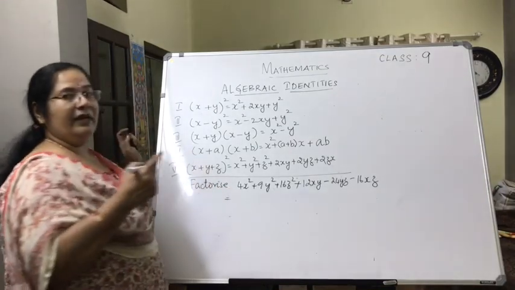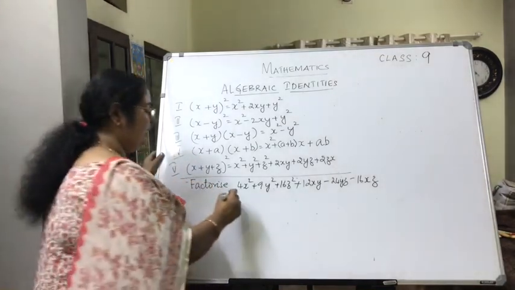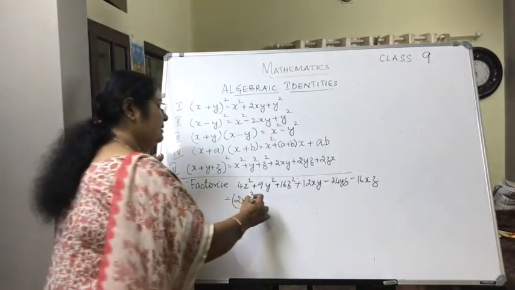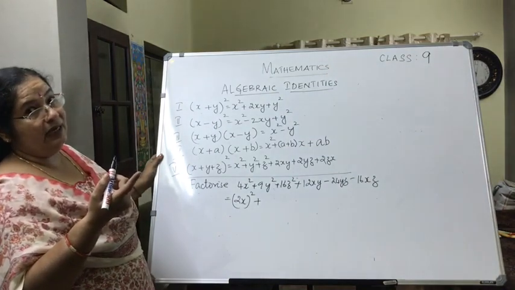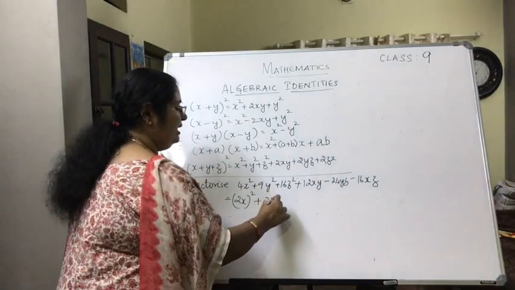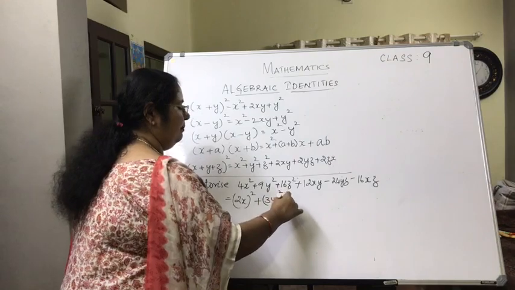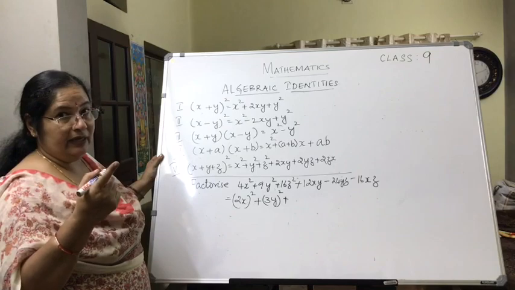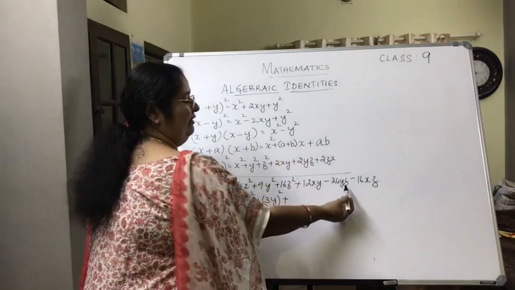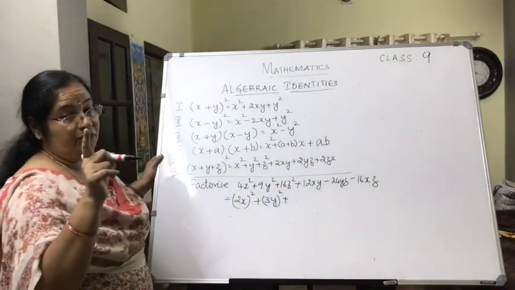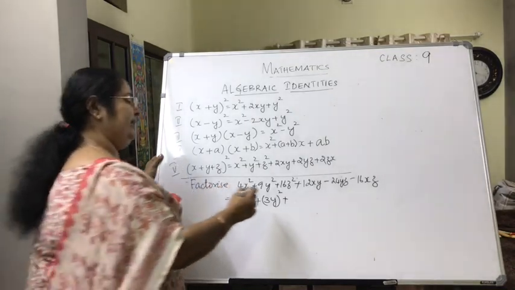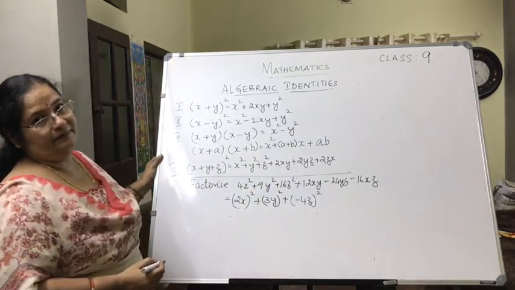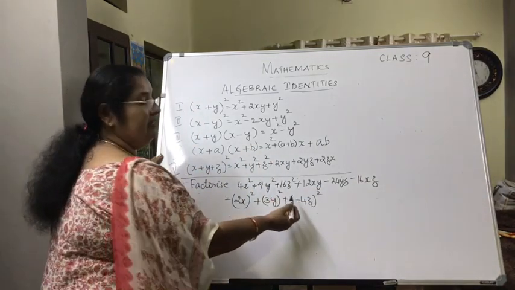This 4x square, is it a perfect square? Yes, it can be written as 2x the whole square plus 9y square, which can be written as 3y the whole square, plus 16z square, which can be written as 4z square. But here we have found out the z term should be a negative term. So we'll be taking it as minus 4z the whole square. Is it clear why we have taken this minus 4z?